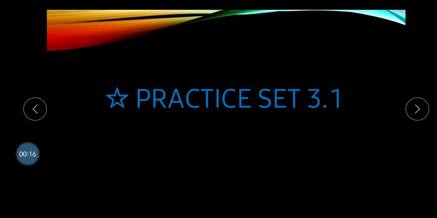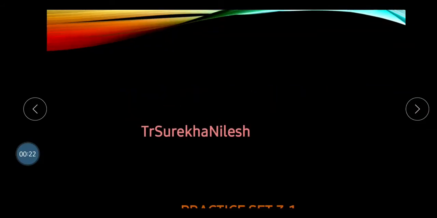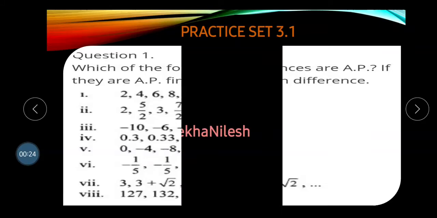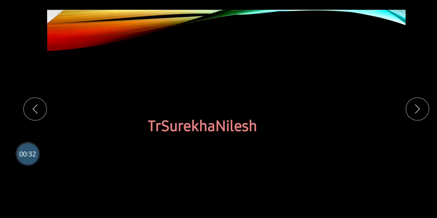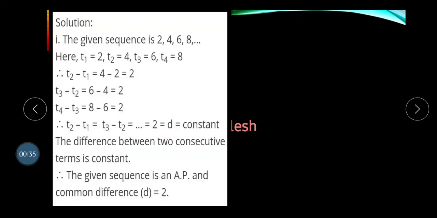In this session, we are going to see Practice Set 3.1, which you are supposed to solve in your notebook. Question 1. Which of the following sequences are AP? If they are AP, find the common difference. The question is 2, 4, 6, 8.